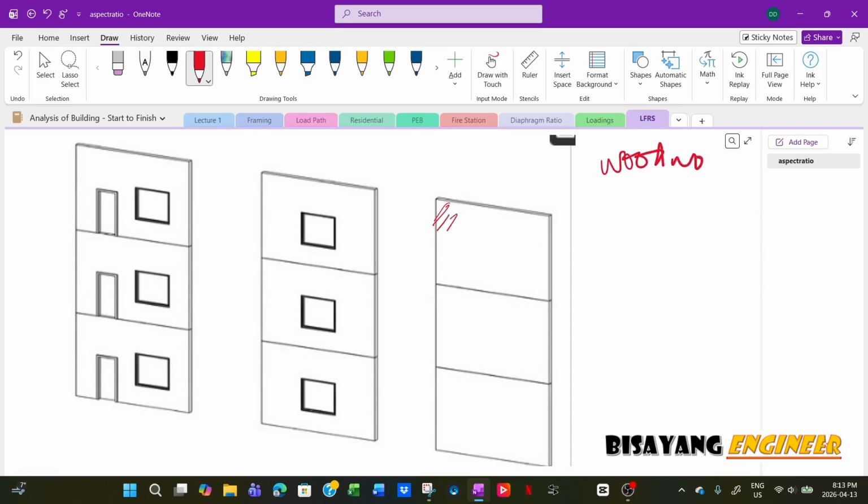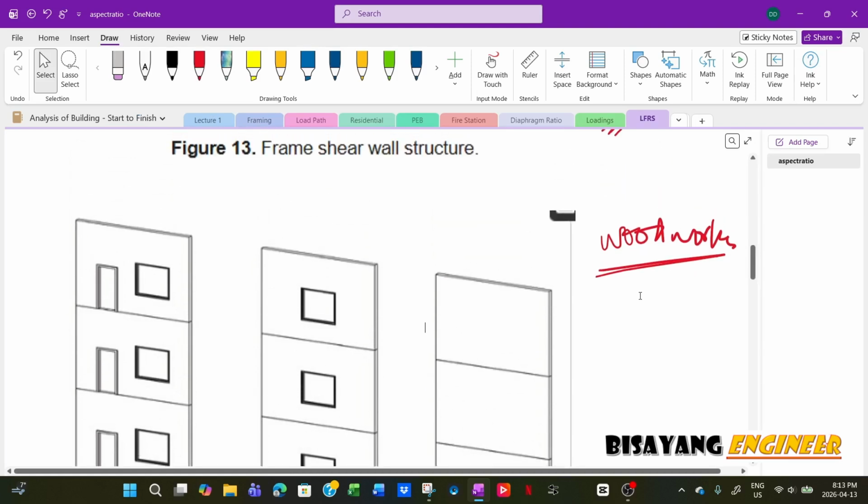It's by Woodworks, but I've never used that one. When I analyzed that six-story wood frame building, I did it manually by hand. I just made a spreadsheet. Now this one, I don't know if this applies to concrete shear wall also.